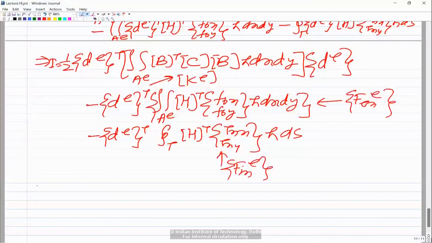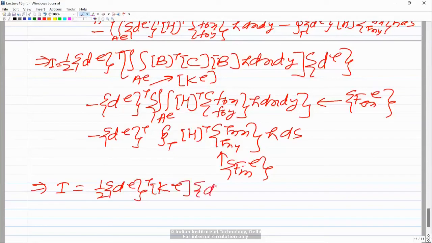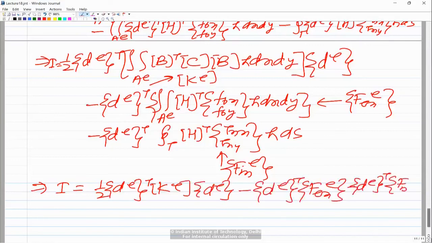So ultimately you would be able to say that I is half into dE transpose into Ke into dE, minus dE transpose into F external for the element, minus dE transpose into F internal for the element. So there is a minus sign here.